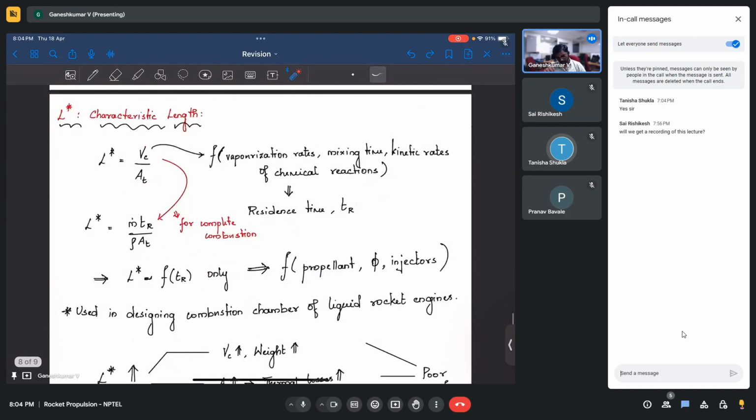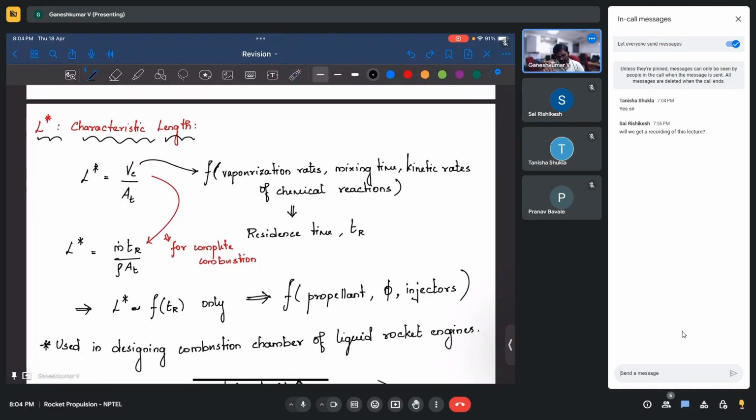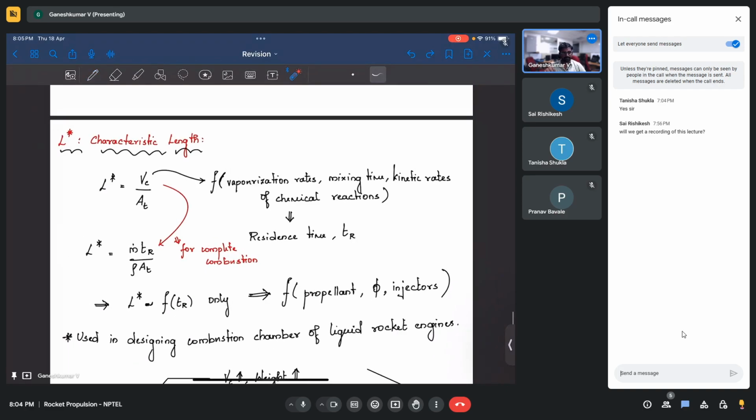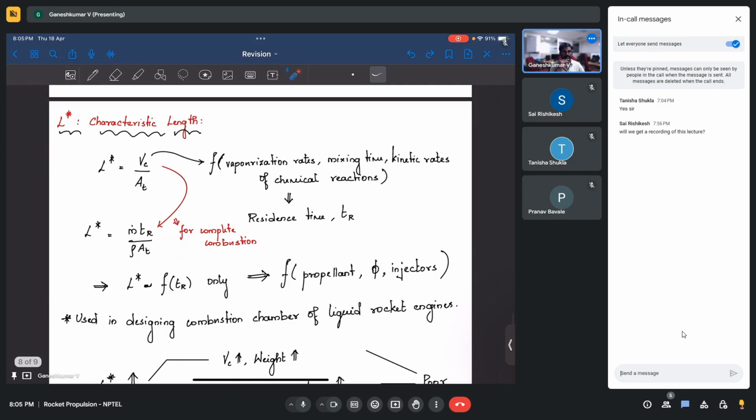All right. If there are no questions, I wanted to briefly talk about this L star. Probably in the last class, I think Pranav or someone asked, "What is this characteristic length?" What is this characteristic length, and why is it useful, right? So actually, it turns out it is an important parameter for designing. I also realized it later. It is not just some random variable that they use, basically.